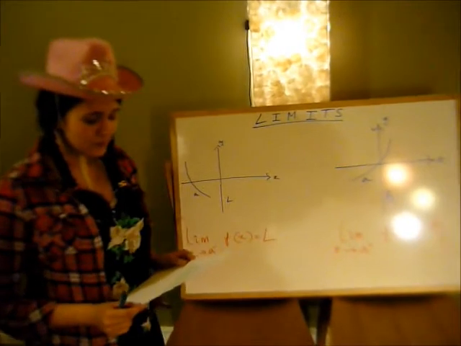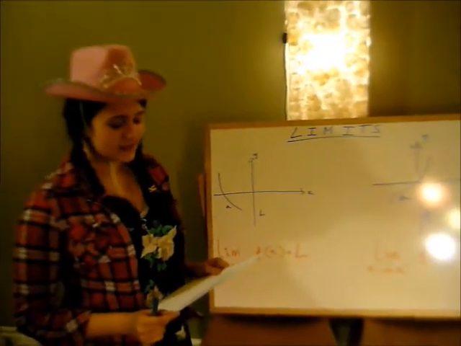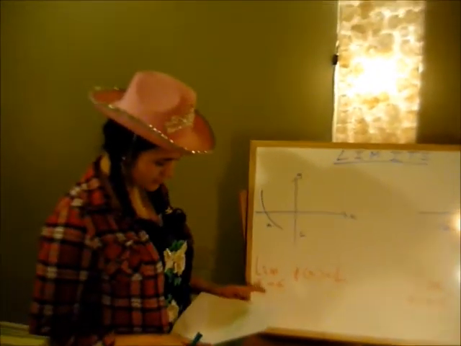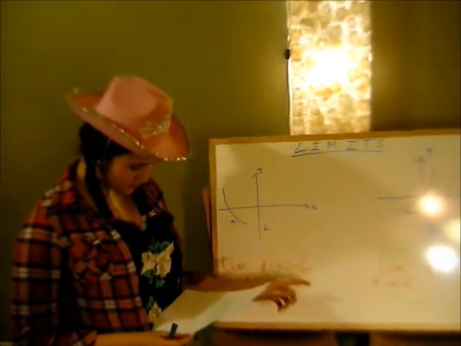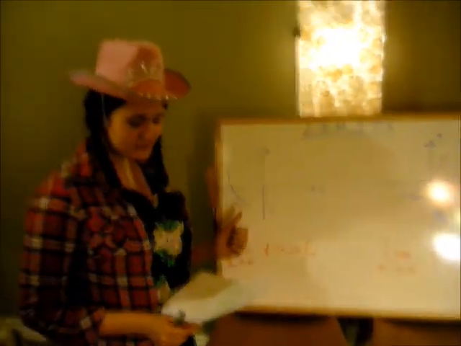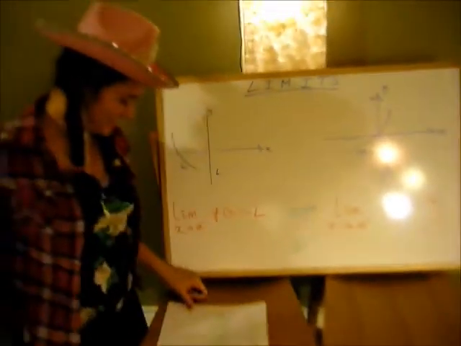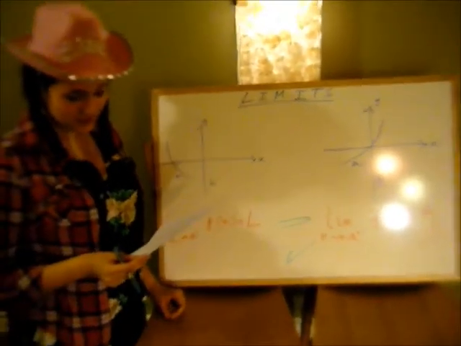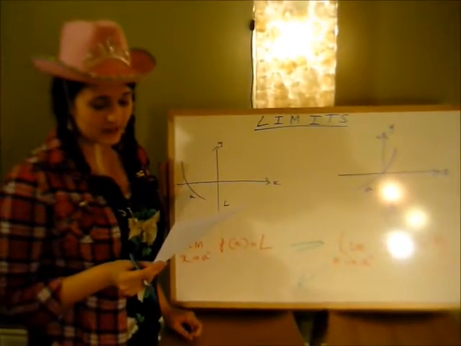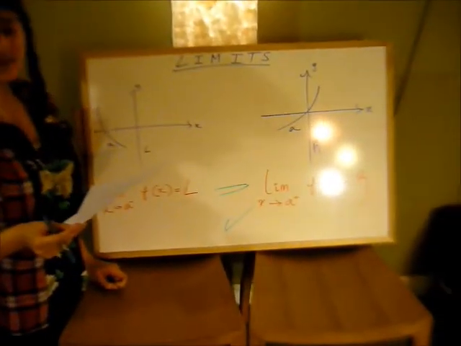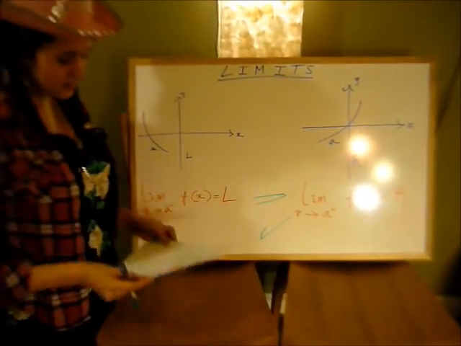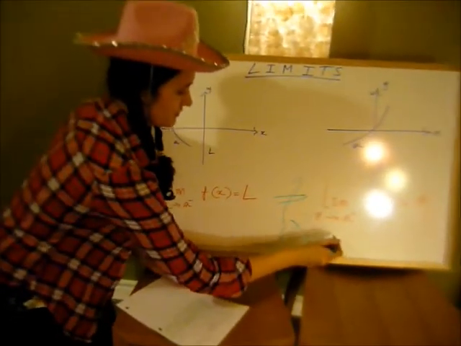The main thing to remember when checking to see if a limit exists is, if the limit of the function f(x) as x approaches a from the right is equal to the limit of f(x) as x approaches a from the left, then the limit does exist. And if the limit as x approaches a from the right is not equal to the limit as x approaches a from the left, then the limit does not exist.